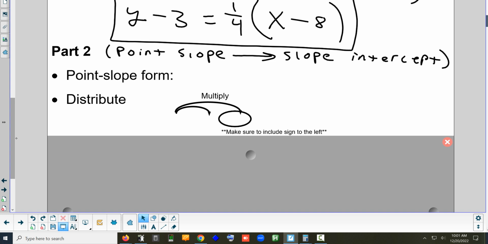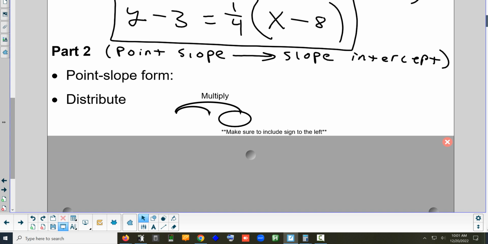So we have to distribute the number that's outside the parentheses to what's inside. Make sure you include the sign. So like if this was a negative 1/4, you would be distributing a negative with the 1/4. In this case, it's not negative. Okay, so that's the first step. You have to distribute. And that'll make the right side good, right? Because we won't have the parentheses anymore.